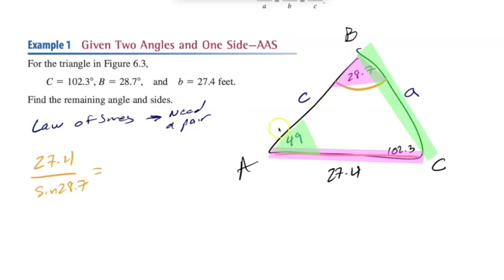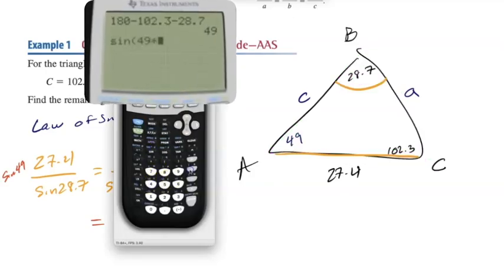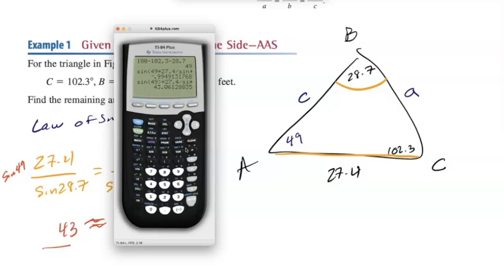Let's go with a first. We put the side first, a on top, over the sine of the angle, so sine of 49. Then we multiply both sides by sine of 49. These cancel out, and you get a equals, I'm going to put that into our calculator: sine of 49 times 27.4 divided by sine of 28.7. I made a mistake, I forgot to close my sine, a very classic mistake. I've got to close this parenthesis here. Now I should get a good answer: 43.06. We'll round it to 43. That's side a.